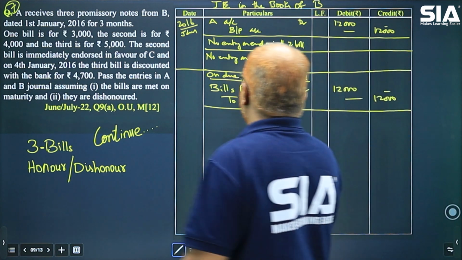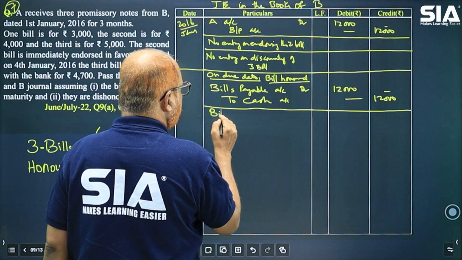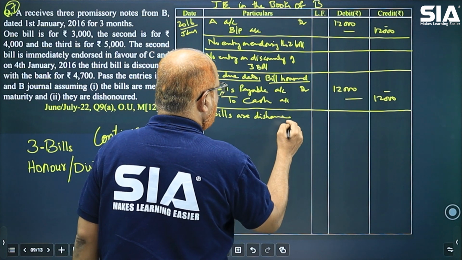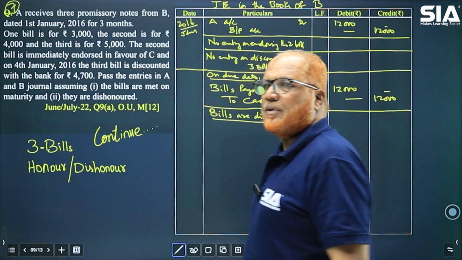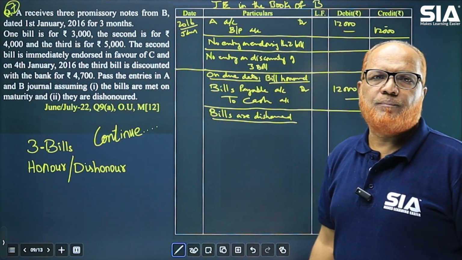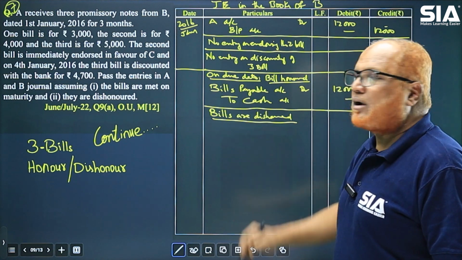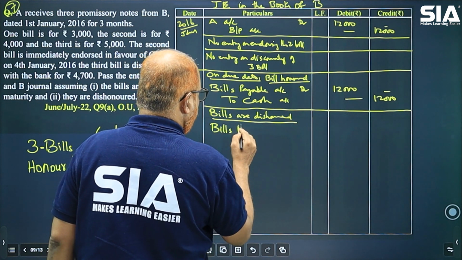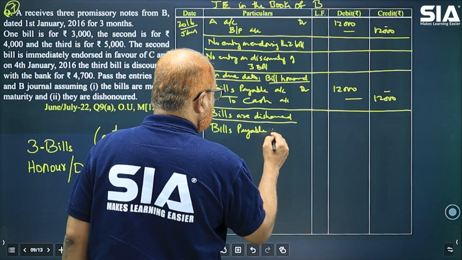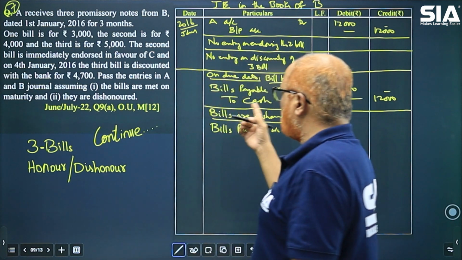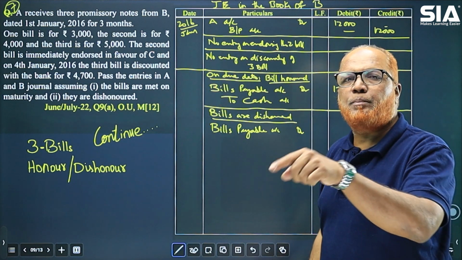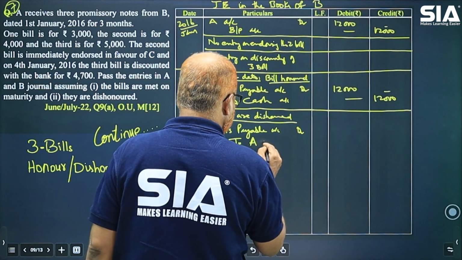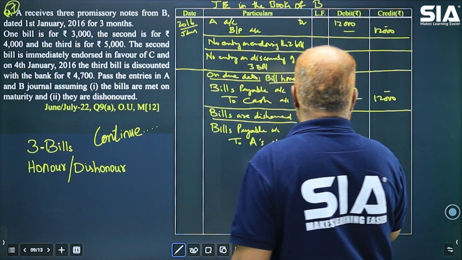Now on the due date, bills are dishonored. If all the bills are dishonored, then again bills payable account will be debited. But instead of cash, now he has to pay the amount to A. So to A's account 12,000.